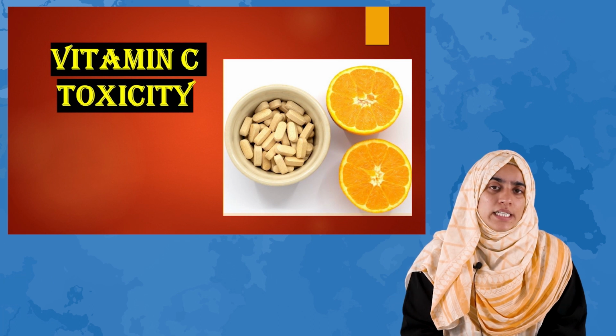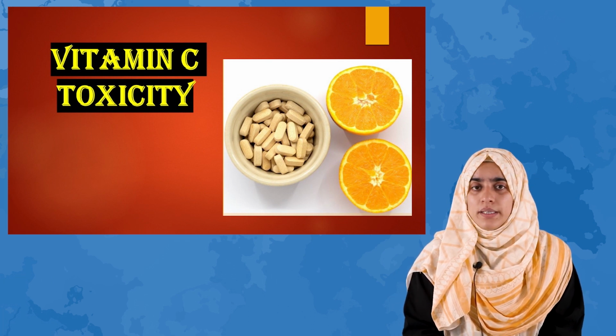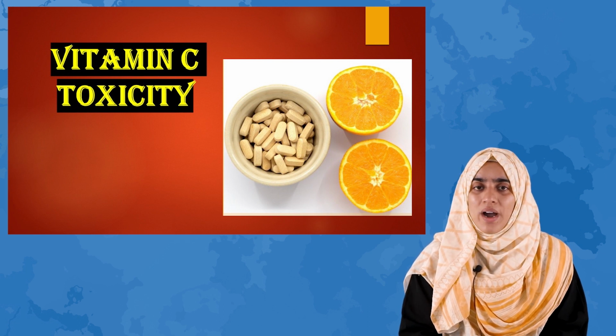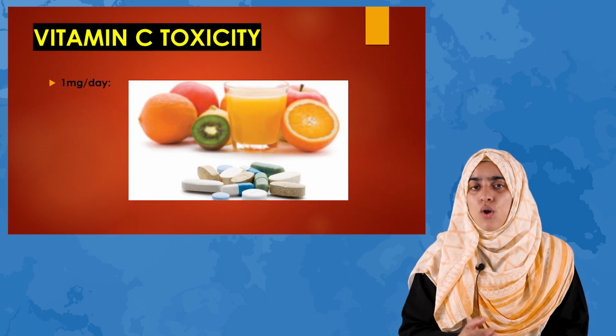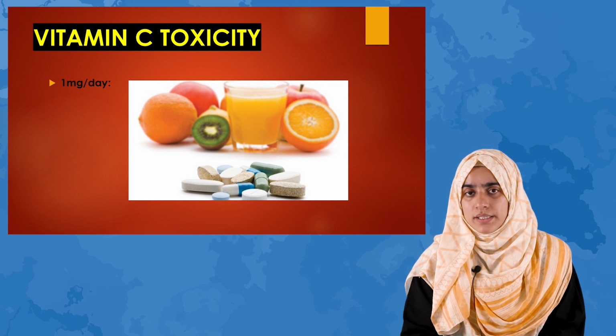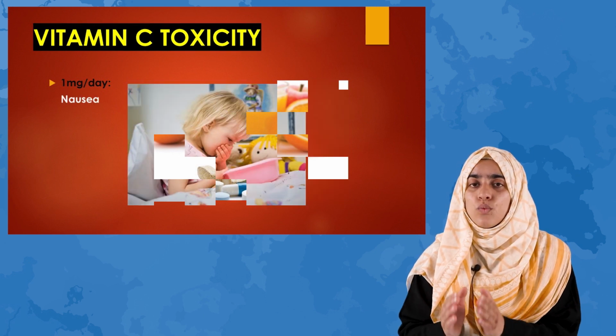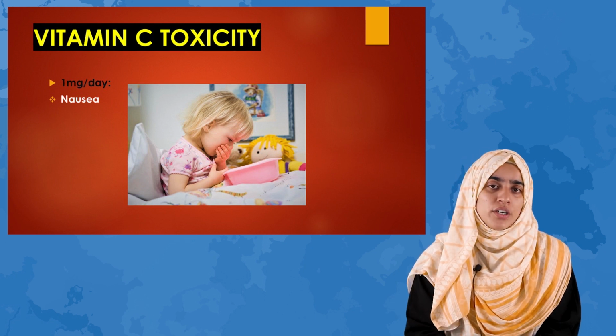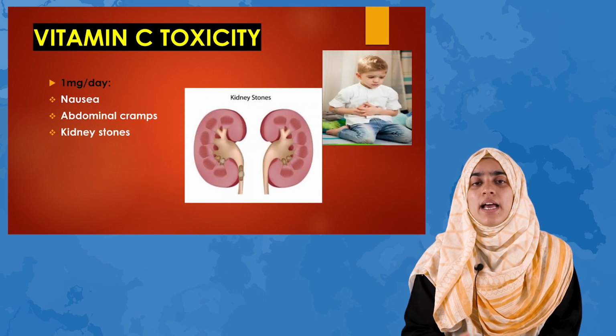Vitamin C toxicity can occur when there is an excessive amount of vitamin C in the body. A dose of about 1 gram per day can cause toxicity, which is manifested by nausea, abdominal cramps, as well as kidney stones.